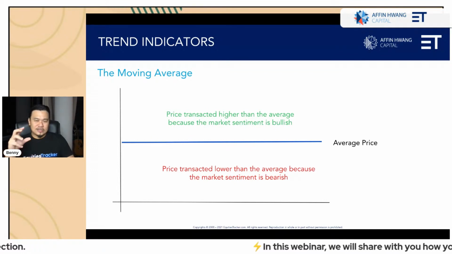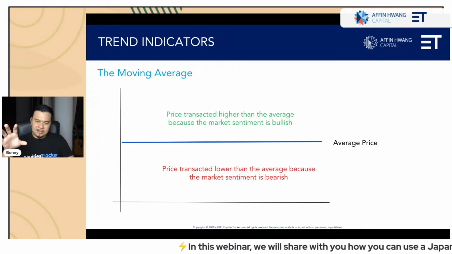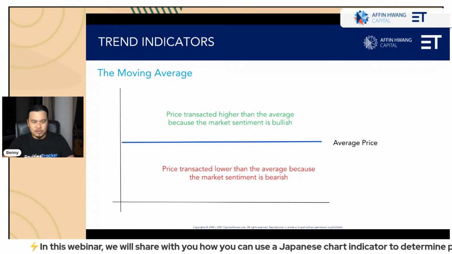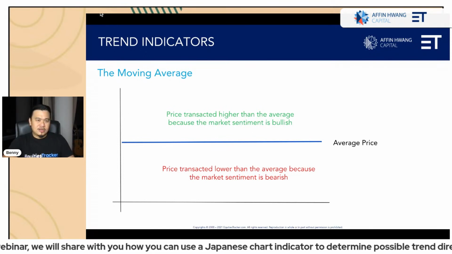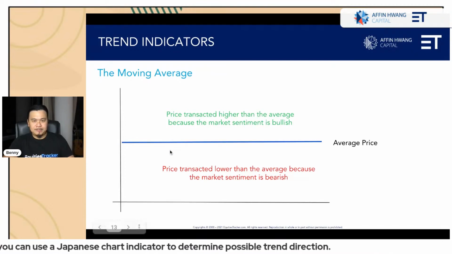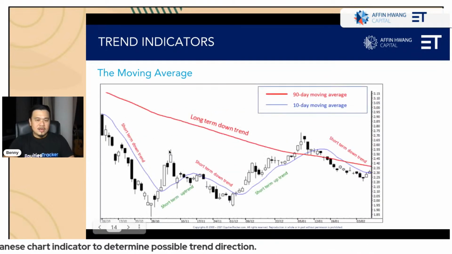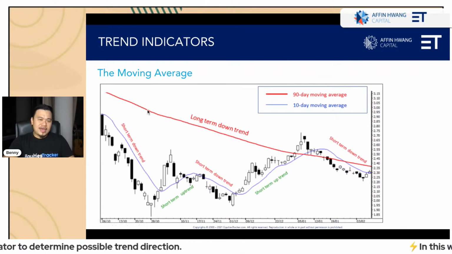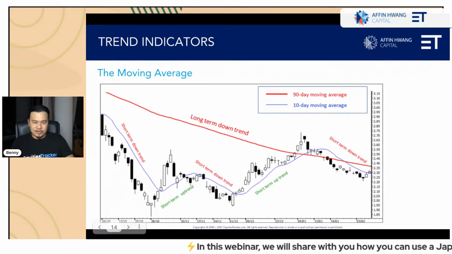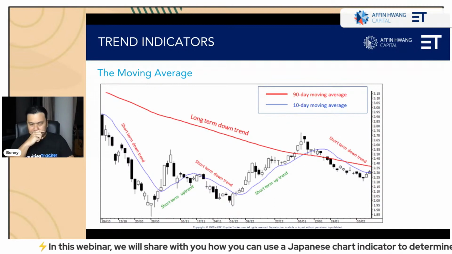All right. So simply said, if the price is continuously trading above the average price, then we have a bullish trend. And if it's continuously trading below the average price, then we have a bearish trend. All right. Now let's move on. So if you apply a moving average indicator, it's a line, because it connects all the data points, all the average prices for every single data.